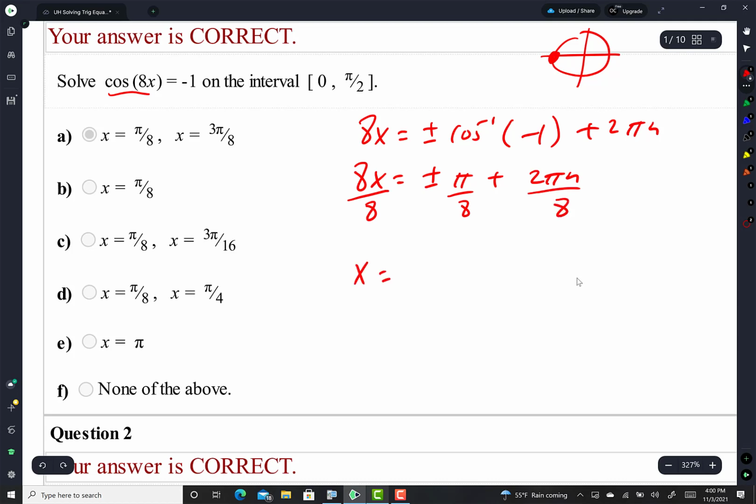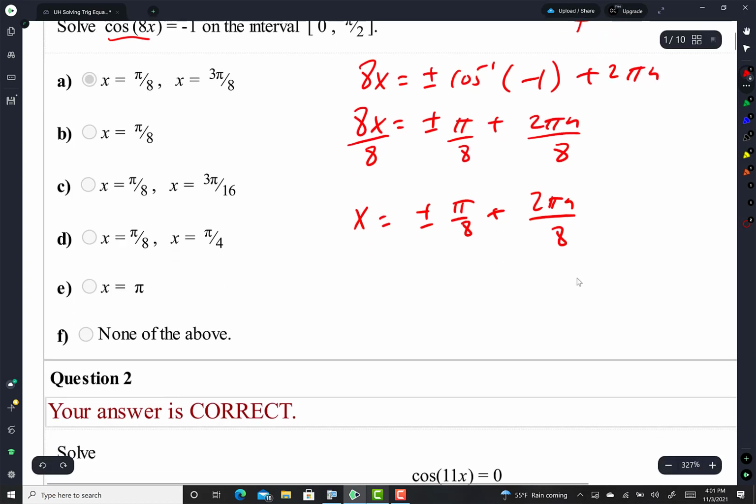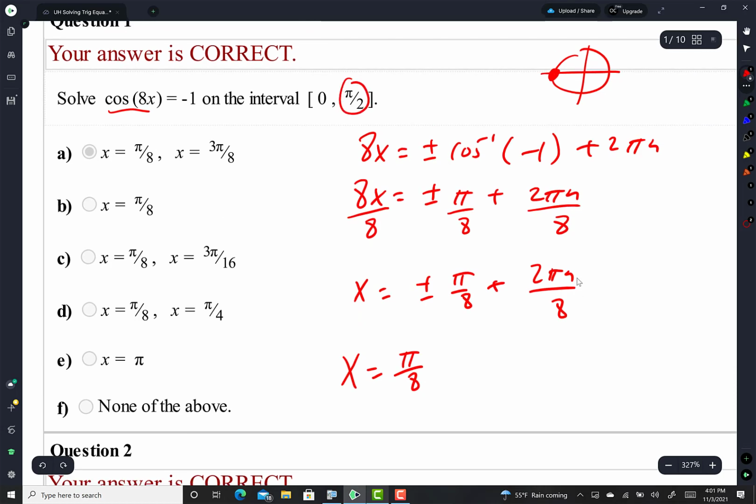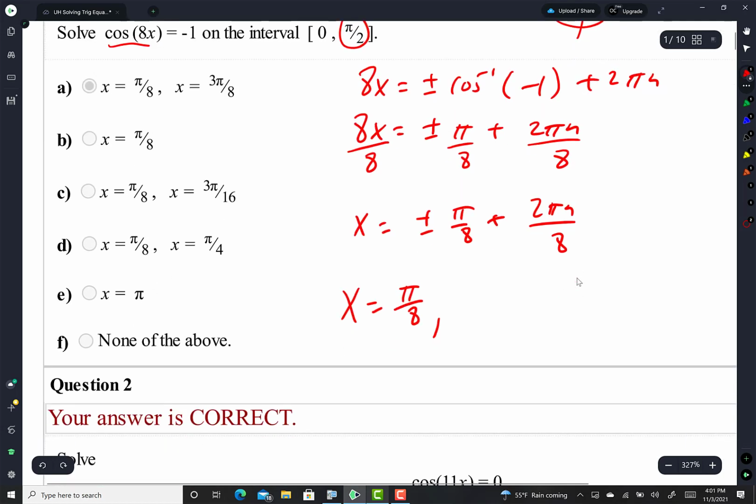So I have x equals plus minus pi over 8 plus, and I'm going to leave it as 2 pi n over 8, guys. And I know I can reduce it to pi over 4, but I'm going to leave it as 2 pi n over 8 because I want to have a common denominator so I can add them. So one answer for sure is pi over 8. And then remember, I'm between 0 and pi over 2. So let's see, negative pi over 8. Oh, okay. It doesn't matter, guys.